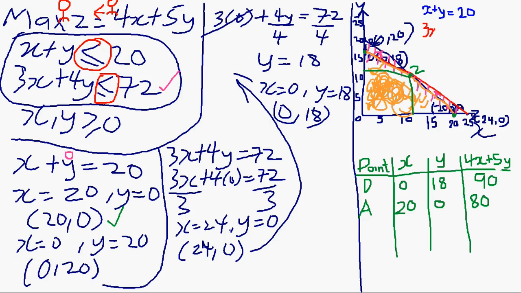3x plus 4y is equal to 72. All right. So this is basically it.